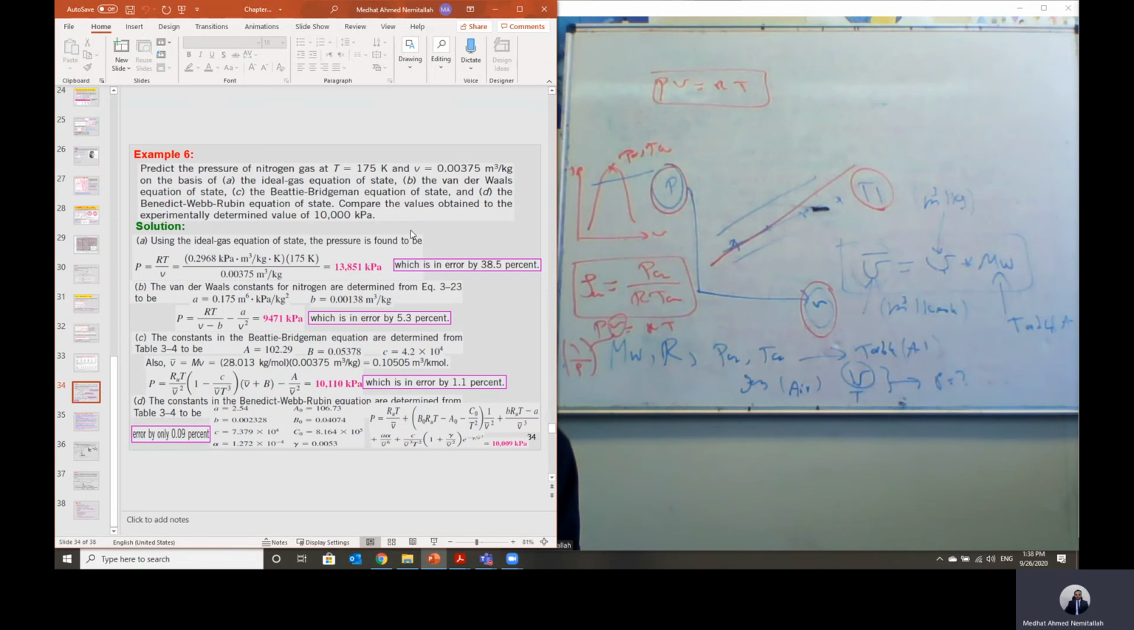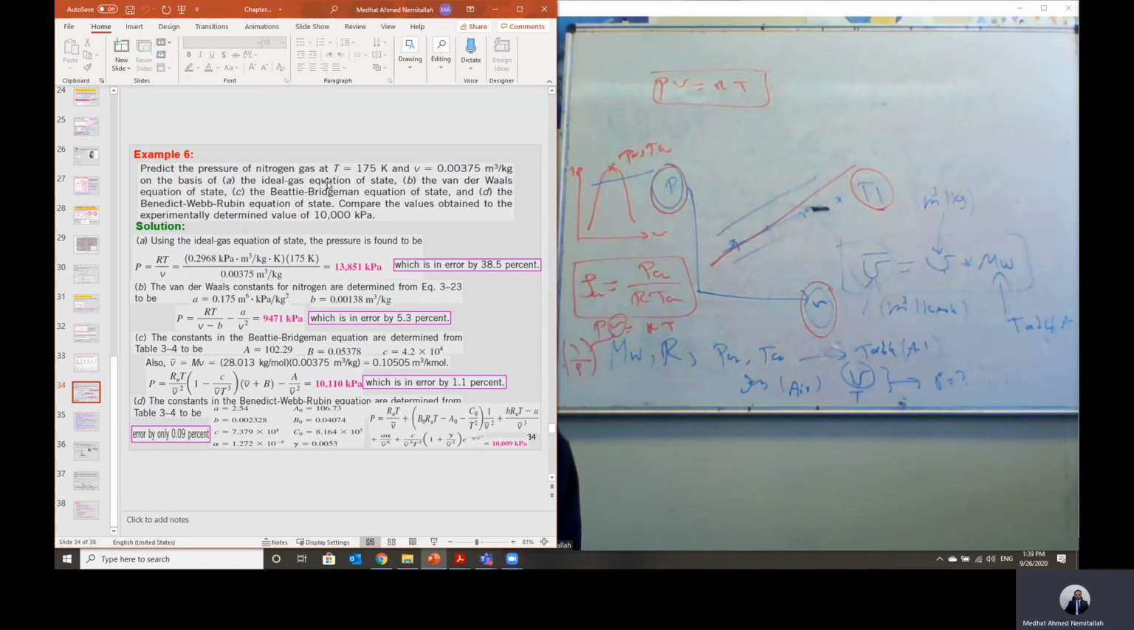As I told you, if it came to your exam, the equation will be given to you, and then you will just substitute. Here we need to predict the pressure of nitrogen at a given temperature of 175, and the specific volume is also given. We need to calculate the pressure and compare it with the actual pressure value, which is 10,000 kilopascal, and calculate the error.